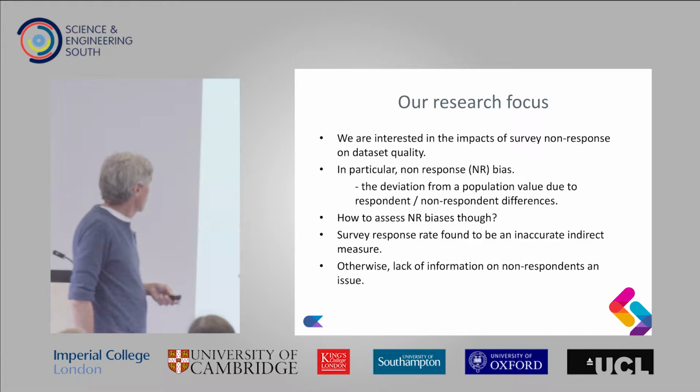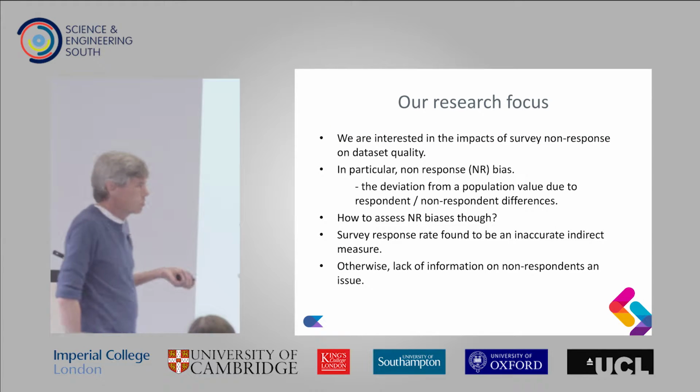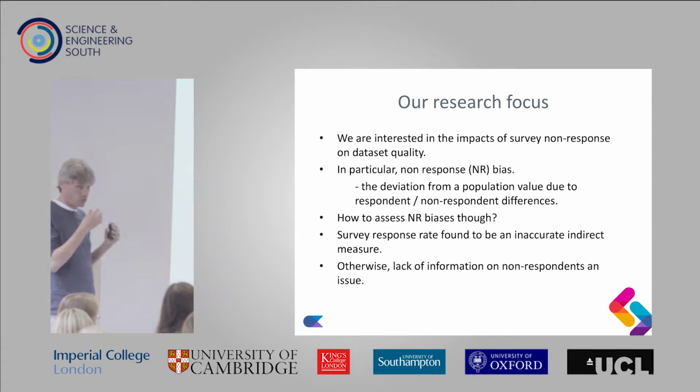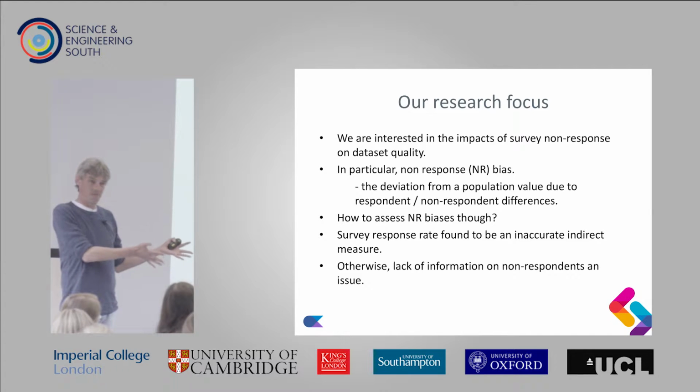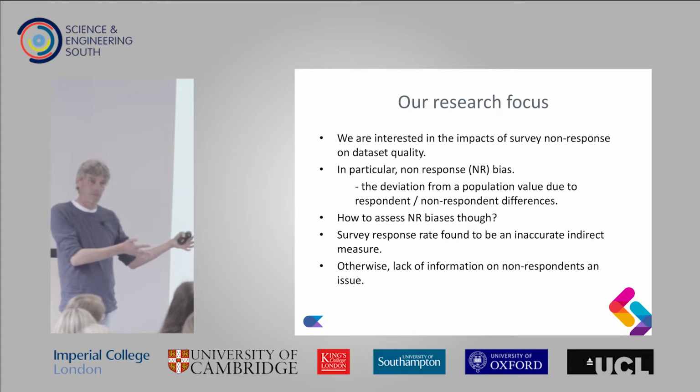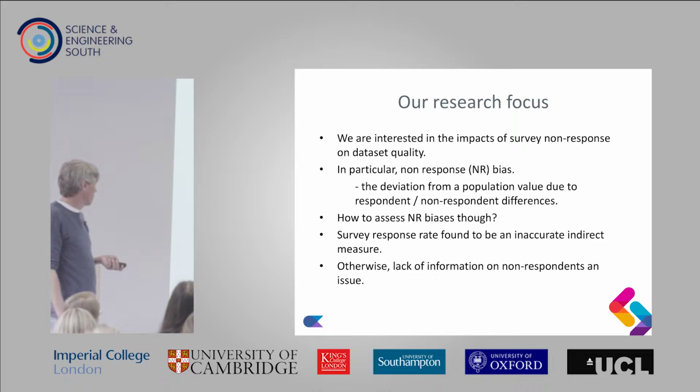Right, so as I say, we're interested in the impacts of survey non-response on dataset quality. In particular, one here is non-response bias. If your survey instrument doesn't measure what you think it measures, it's not going to be much good. One way in which this can occur is basically if the non-respondents are different from the respondents, because then you're likely to end up with a bias. It's going to be different from the population value for something. The issue, though, is assessing non-response biases.